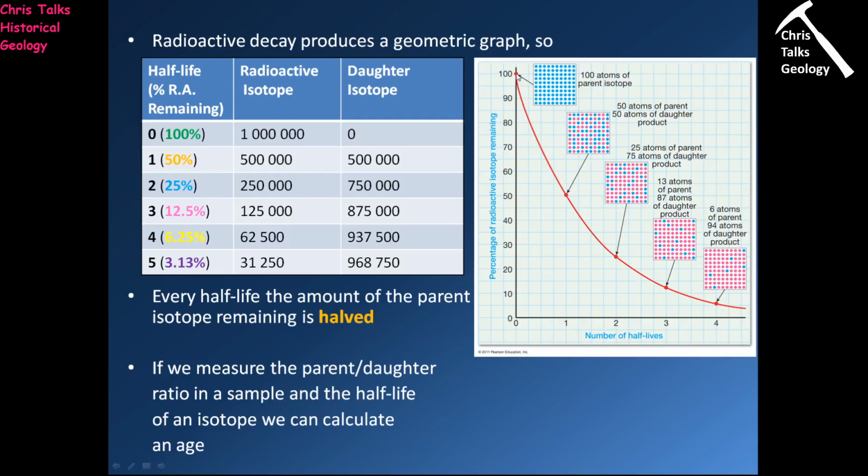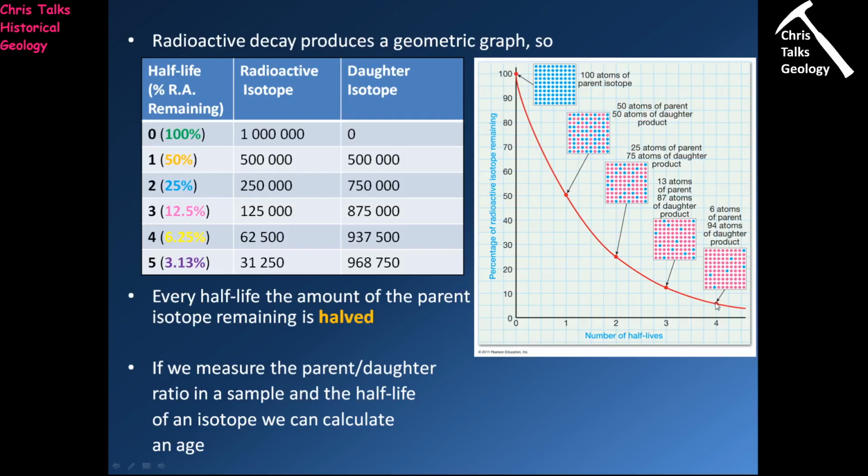Now, the most important thing to remember is that the amount of time it takes to get from half-life 0 to half-life 1, and from half-life 1 to half-life 2, is the same. So let's just say for argument's sake the half-life is 100 million years. It's going to take 100 million years to get from here to here. It's also going to take 100 million years to get from half-life 1 to half-life 2, 100 million years to get from half-life 2 to half-life 3, and another 100 million years to get from half-life 3 to half-life 4.